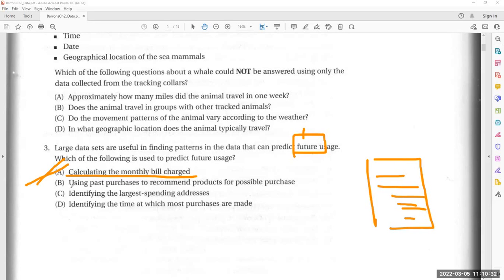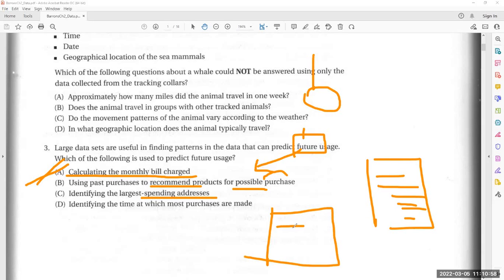Second one, using past purchases to recommend possible purchases. Possible is future. You say that for the last 3 months you always bought some shoes, so I suggest you buy shoes. But did that happen? No, that hasn't happened, so that's future. Identify large spending address: you have a lot of transactions, and you know that somewhere there's a person who keeps spending. That's still not future, that's current. It's just knowing who is spending the most money.